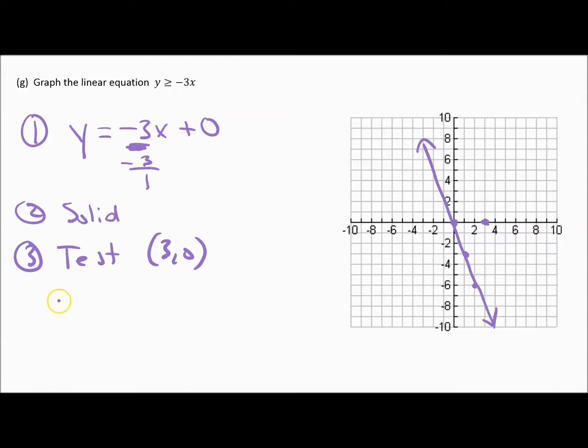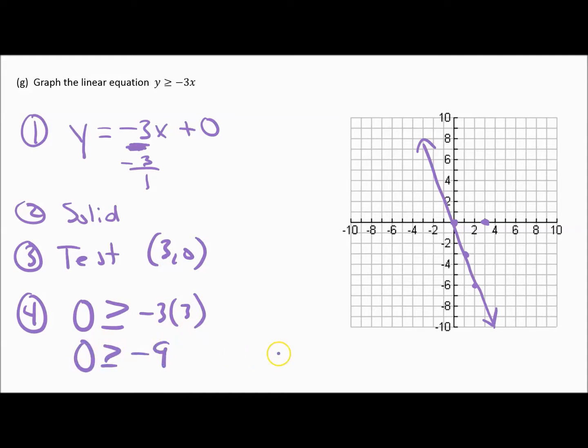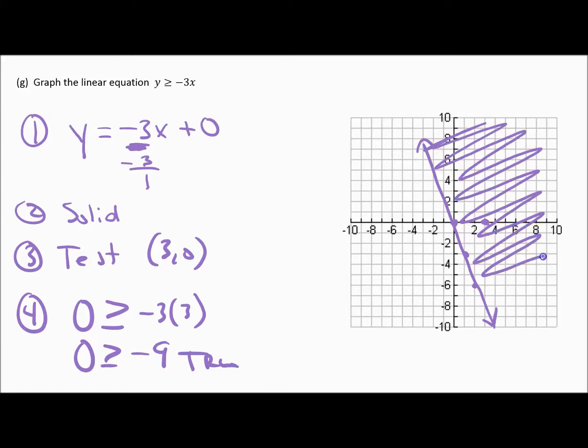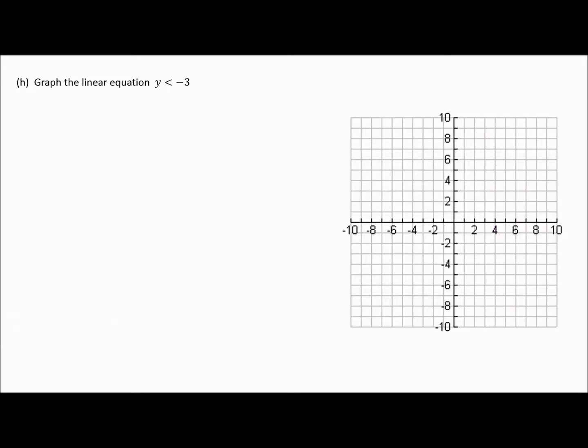So I plug that into my original inequality. 0 is my y, so I say 0 is greater than or equal to negative 3 times 3. Is that true or false? 0 is greater than or equal to negative 9. That's true. So I shade the side that my point lives on. If I got false, I would shade the other side, but I got a true statement. So there's our solution.